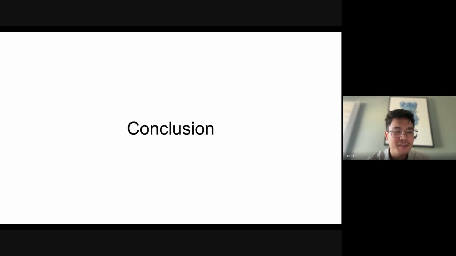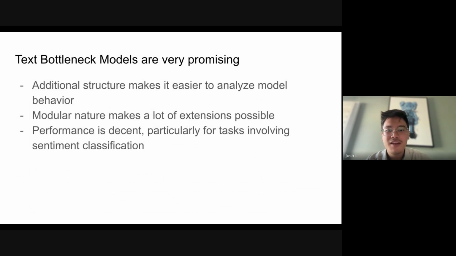So with all of those things said, we can now conclude that text bottleneck models are very promising. The additional structure makes it easier to analyze model behavior, and the modular nature makes a lot of extensions possible, because you can note some of the decisions that we've made in this approach. One decision that we made is that in the final step, when we're generating a prediction, we generate the prediction using a linear head.